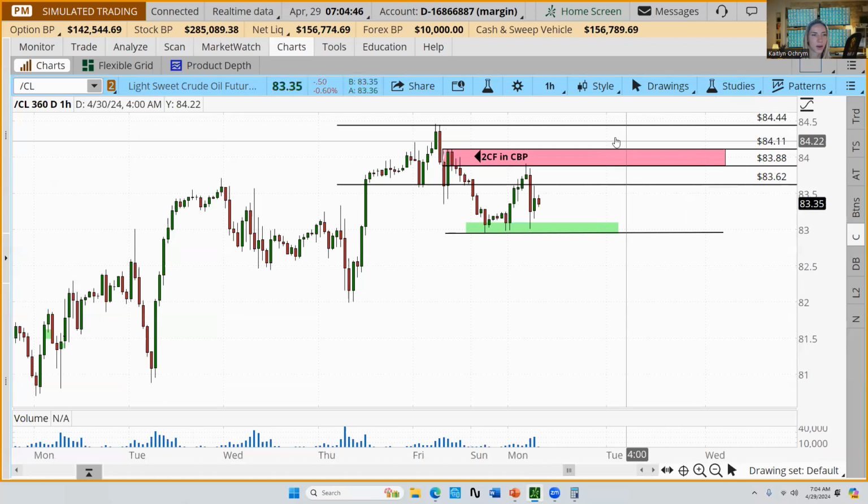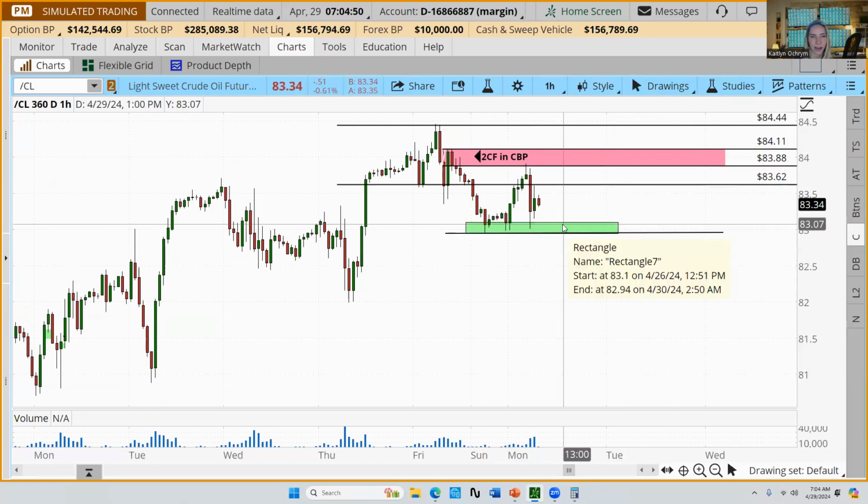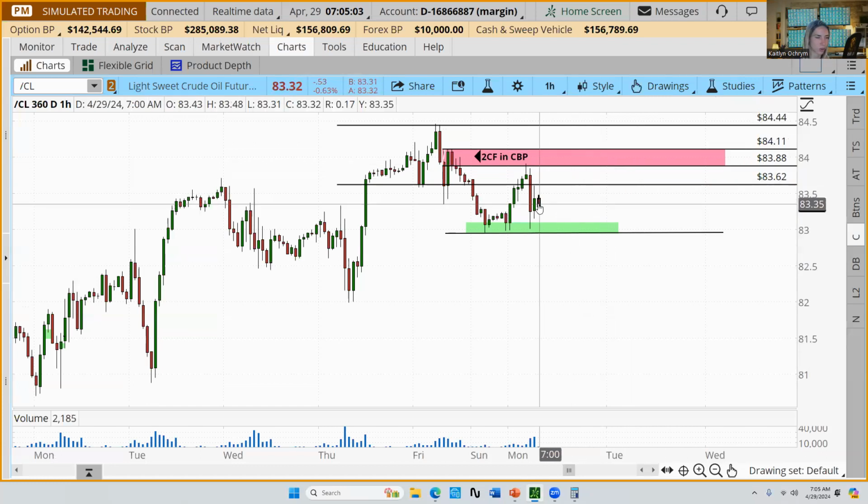Or taking the breakdown is going to be taking the breakout short below 82.96. You can also set up alerts where price starts getting below 83.08, for example. You can get an alert triggered so that you know to pay attention to crude oil, set up the trade, or if price starts getting closer to your zone, then you can look to set up the short trade entry.